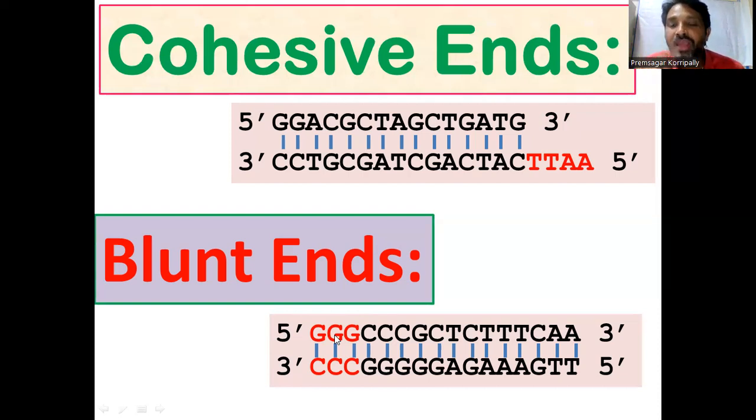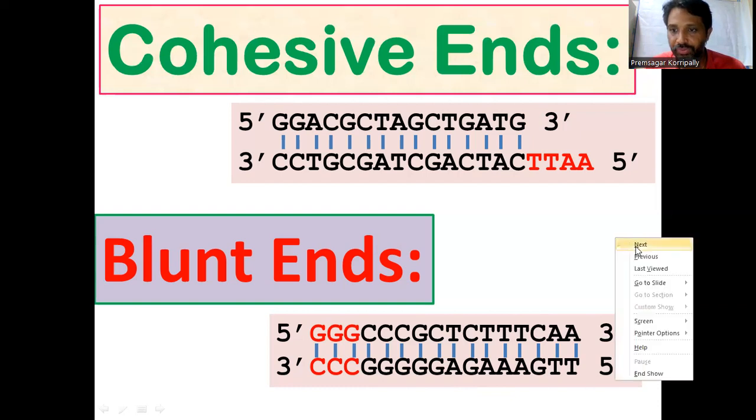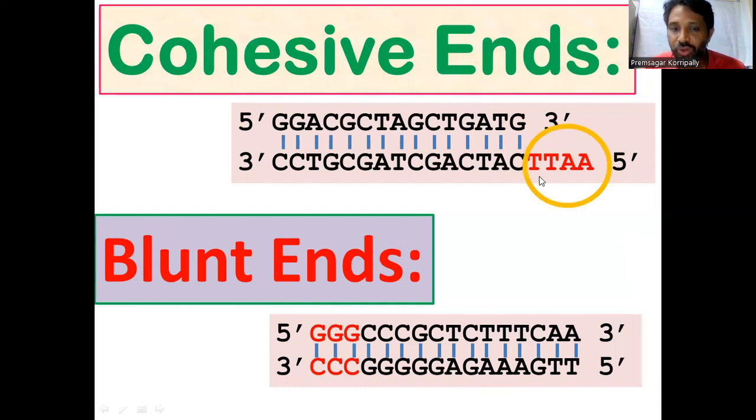They have unpaired nucleotides, they're single stranded, right? So we will see the definition of cohesive ends and blunt ends in the next slide. Here, this is a cohesive end and this is a blunt end.